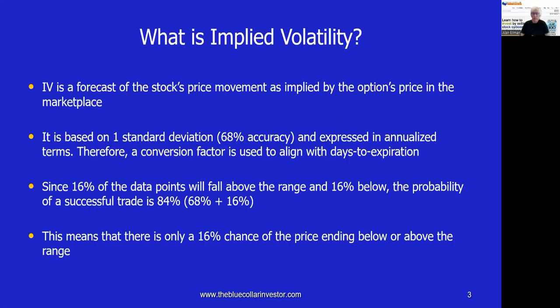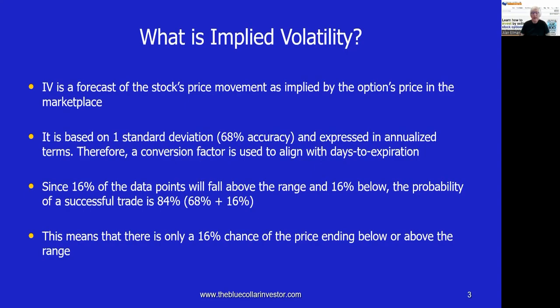Now, implied volatility is a forecast of the stock's price movement as implied by the options pricing in the marketplace. The thing that a lot of investors don't know and understand about implied volatility, number one, is that it's based on one standard deviation. And what that means is the trading range that is established with this IV statistic is expected to be accurate 68% of the time. So that's something that has to be factored into our trading decisions.